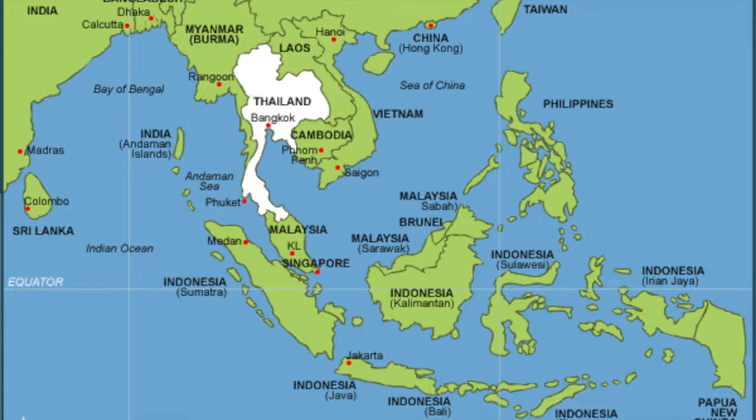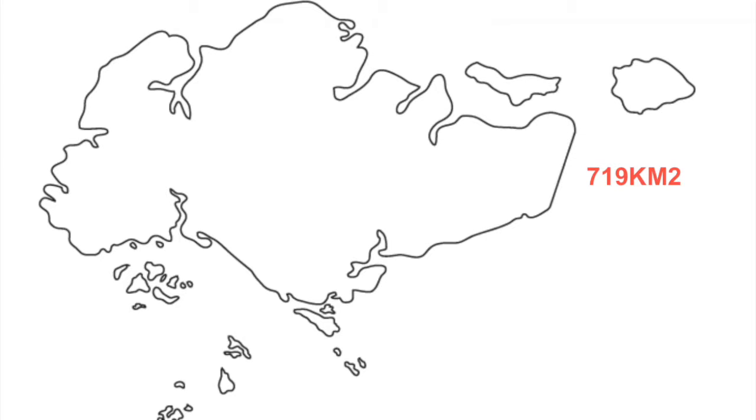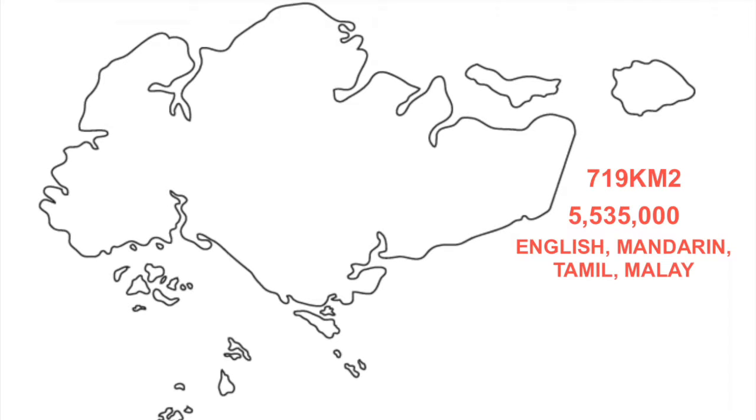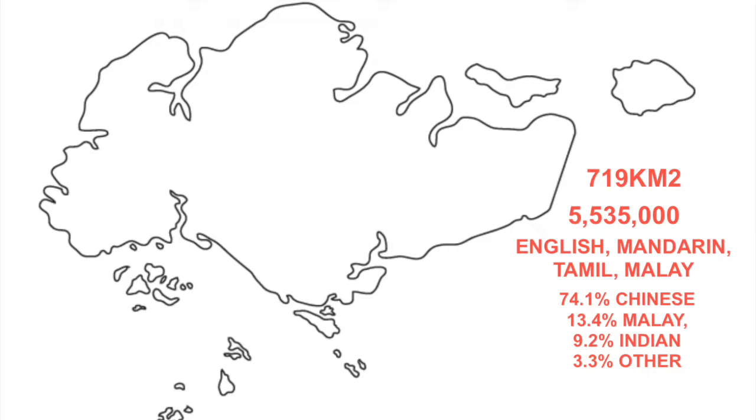Singapore is a country situated in the Oceania region bordering Malaysia. Singapore has an approximate area of 719 kilometers squared and a population of around 5 million. It has 4 prominent languages and 3 main ethnic groups.